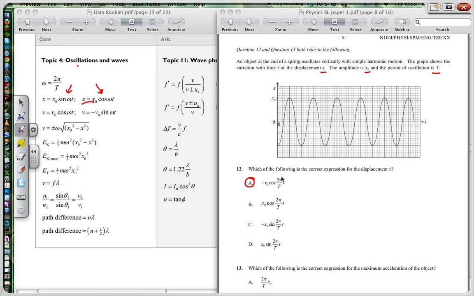And this 2 pi t, obviously you realize was from that formula over here, omega is equal to 2 pi over T. Remember also that T, which is a period, is equal to 1 over f, and so we can write that omega is equal to 2 pi f.